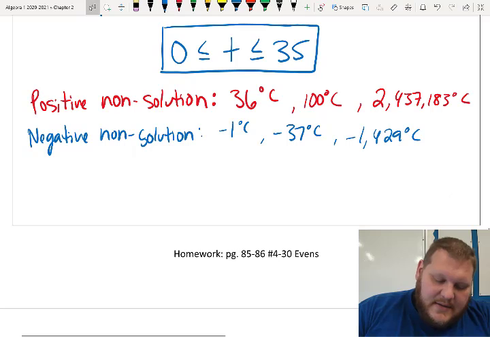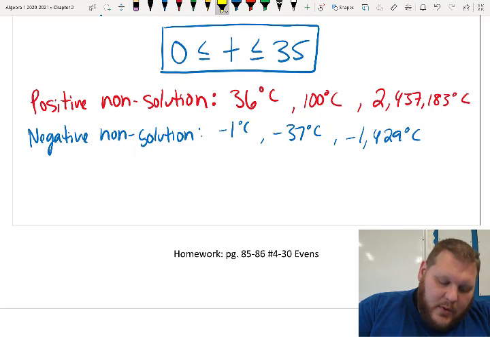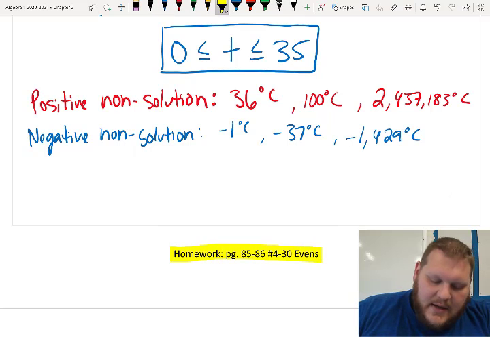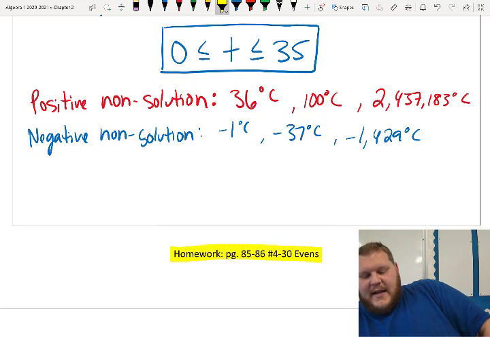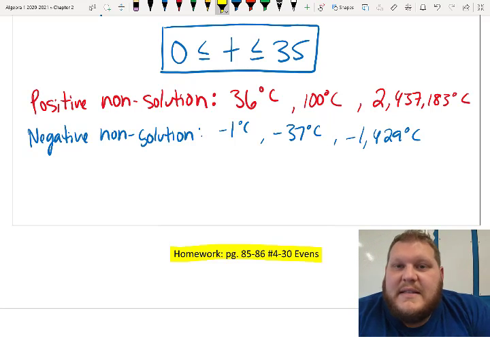That's all I got for you guys. Your homework that you guys will have time to work on tomorrow, Thursday in class, is going to be pages 85 and 86, 4 through 30, just the evens.